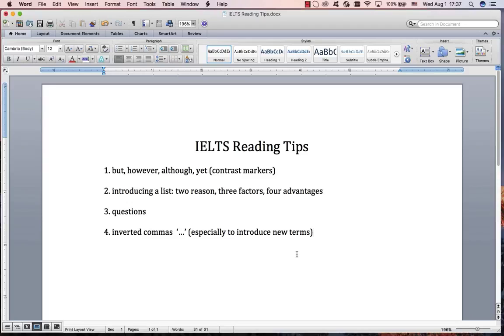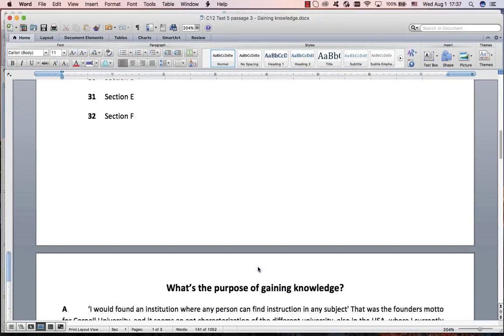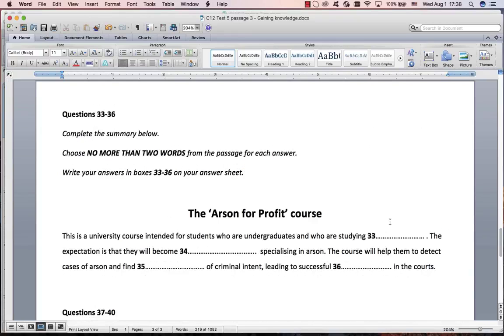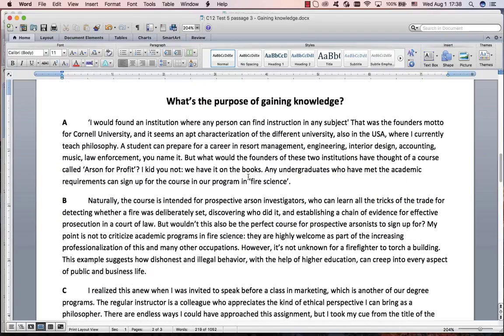Let's look at an example. There are two examples in the 6 readings that we did. The first one was in this gaining knowledge passage, reading 3. And if you remember, that was one of our answers. So that was in inverted commas because it's new to the reader, it's new to a native speaker even. It's the name of a course. So they put it in inverted commas. And if you remember, it was the answer to number 33. So the inverted commas showed us that the writer wanted us to pay attention to those words.